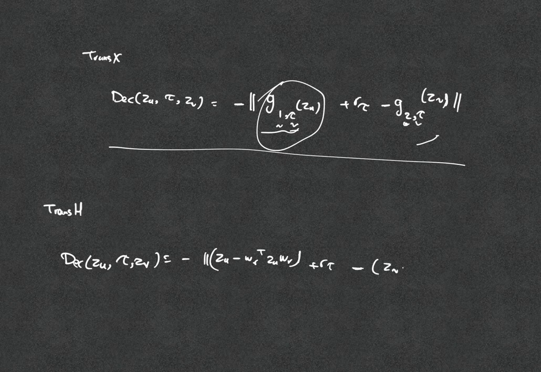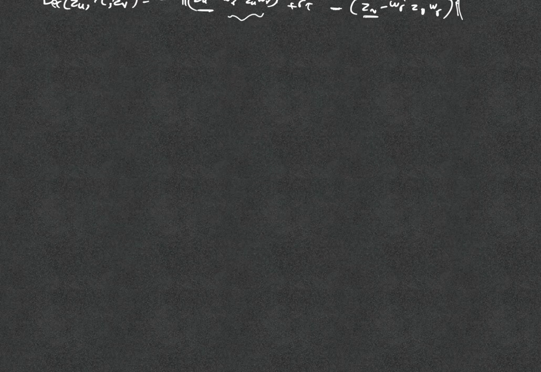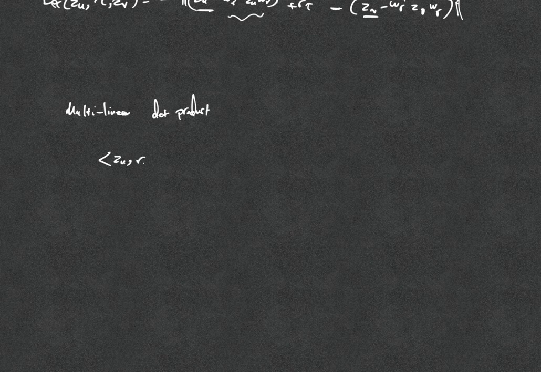So again, you have that translation, except that this time you kind of push these embeddings into a better point using the WR. Another approach is the multilinear dot product, which is defined like this.